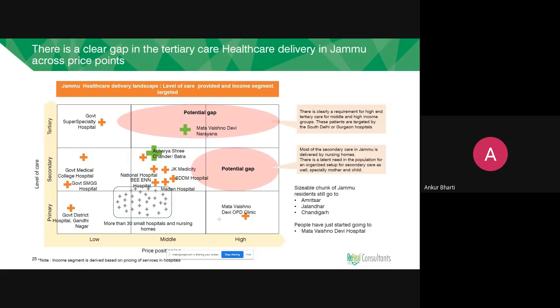Another vacant area was premium secondary care. In Delhi and Bombay, you must be seeing boutique birthing centers where they are very costly, and standalone delivery centers. So premium centers are also very few, though the income segment level in Jammu is very good. People are paying, but most of the people have to travel to Delhi for the premium healthcare segment. So both the segments were vacant.